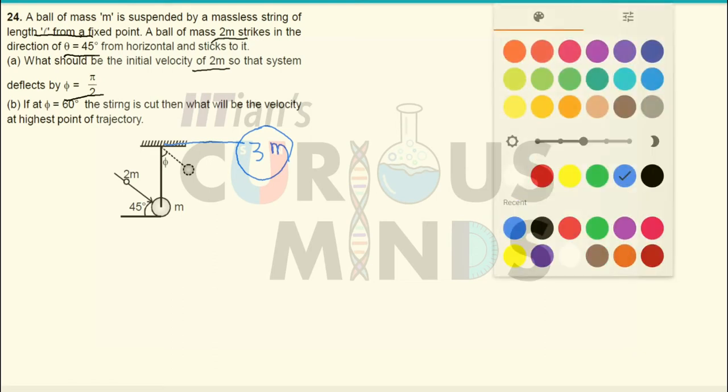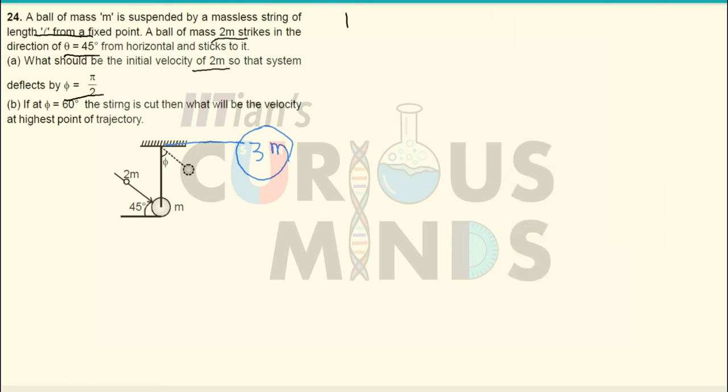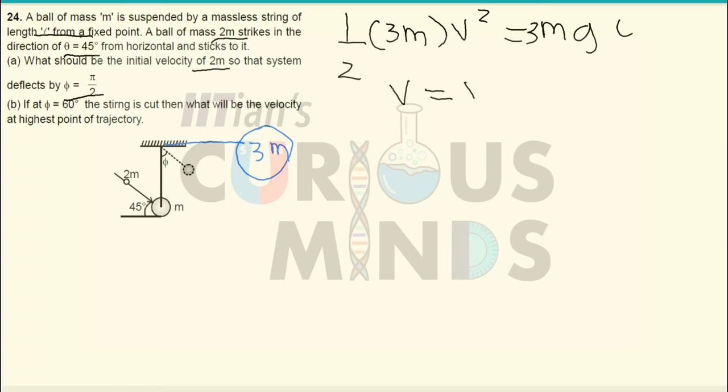So I can say that the kinetic energy at the bottom, half into 3m into v square, will be equal to the potential energy at that point, which is 3mgL. So v is equal to root 2gL. That is the velocity required after the impact, root 2gL.